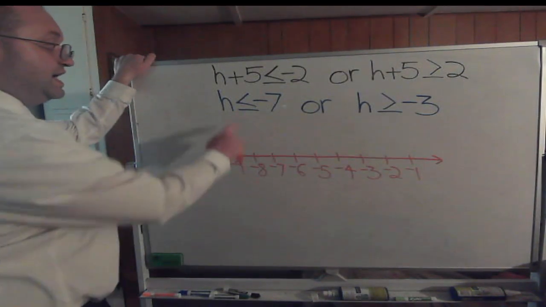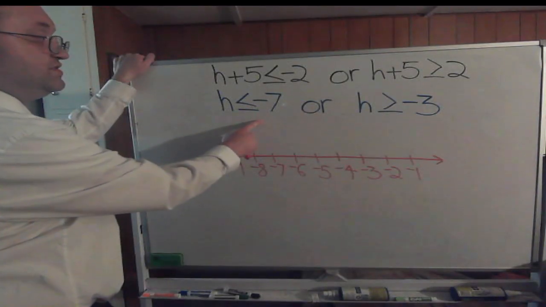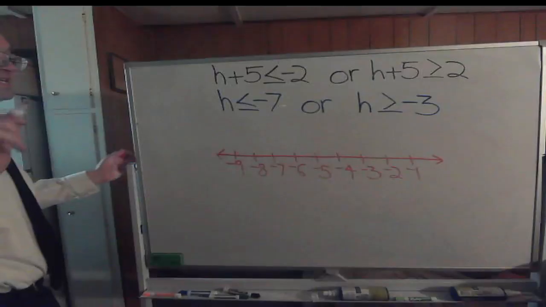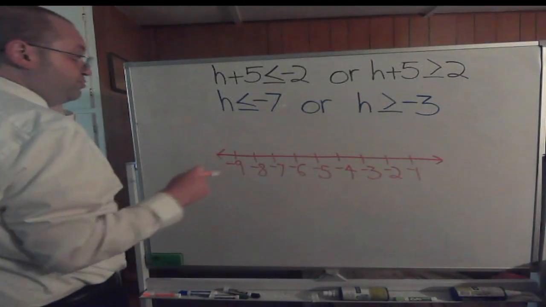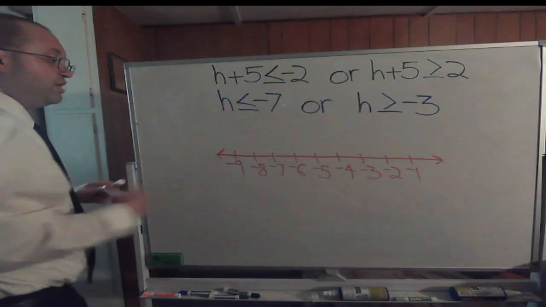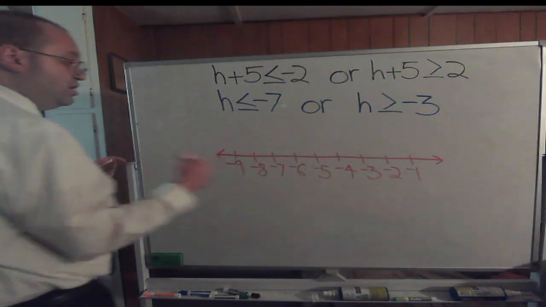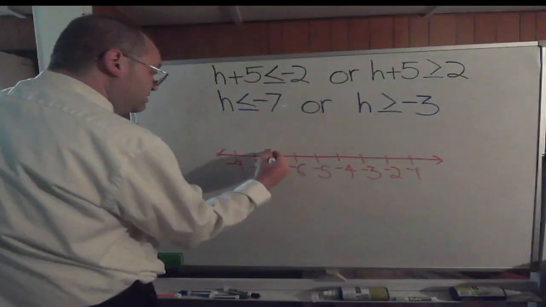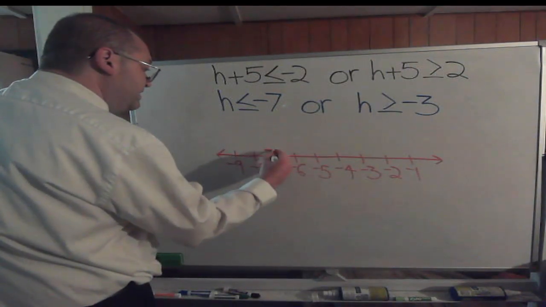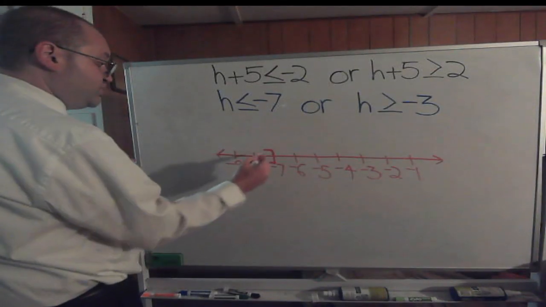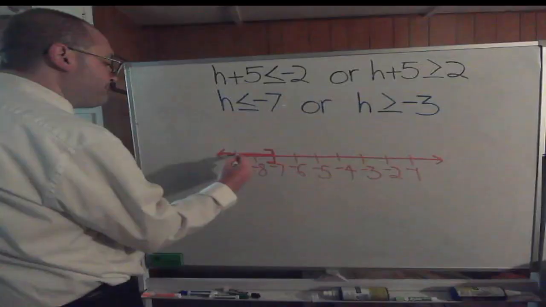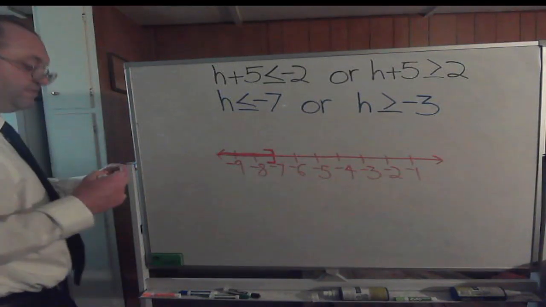So let's start with h is less than or equal to negative 7. Since it's got the equal component, it gets a bracket instead of a parenthesis. You'll put a bracket at negative 7, but since it's got the less than component, the open part of the bracket will face all numbers smaller than negative 7. So that means it's going to face to the left. And then you would just shade the entire region from negative 7 onward. Now we've answered that part.